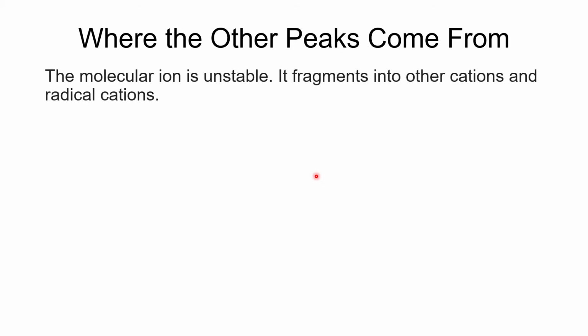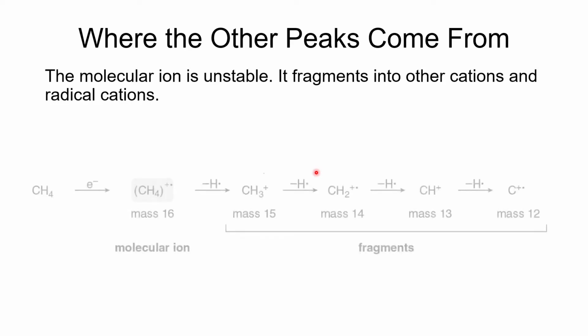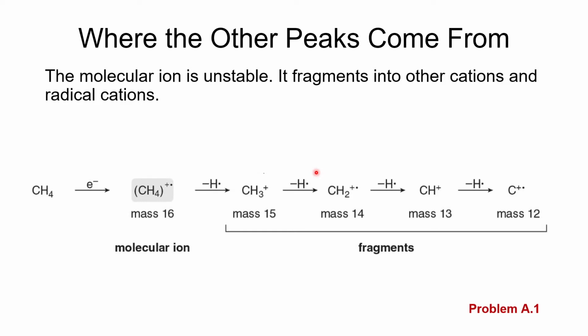All right, so what about those other peaks? Where did they come from? Well, I kind of alluded to that a minute ago. The molecular ion is often quite unstable, and sometimes you will observe it, and sometimes you will not. We'll often observe fragments instead of the whole molecular ion. If you want to get into a more complicated understanding of mass spec, you really have to understand the fragments.